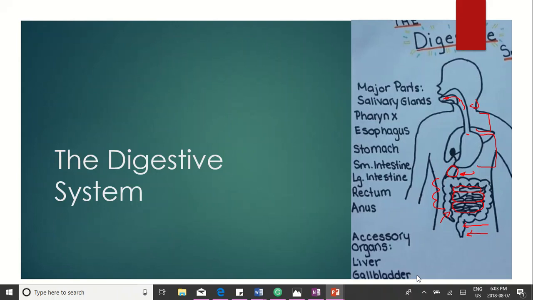So today we went over the digestive system. We talked about how food is transferred from first the oral cavity, making its way down through the pharynx, all the way through the esophagus, to the stomach, making its way through the small intestine, and then making its way through the large intestine. And then the last thing would be excretion of feces.